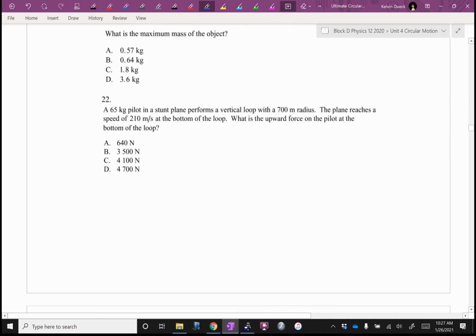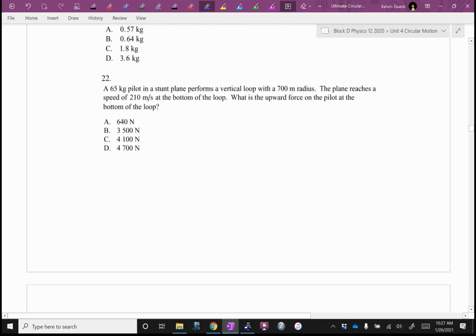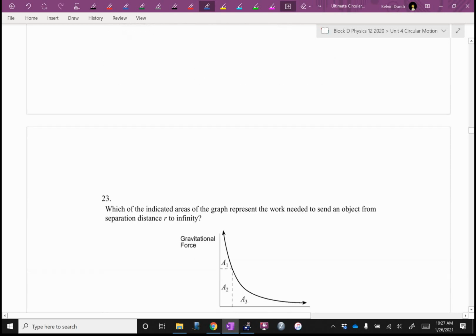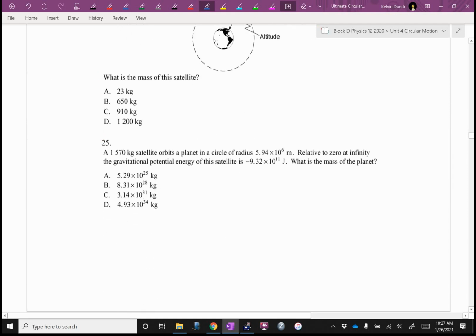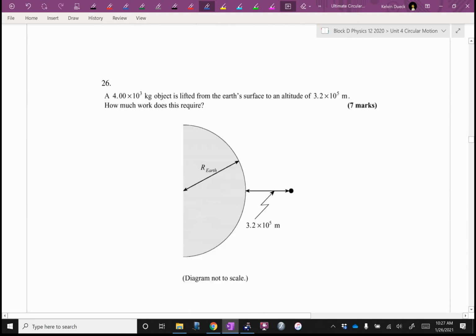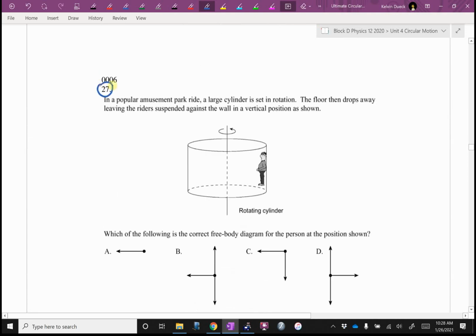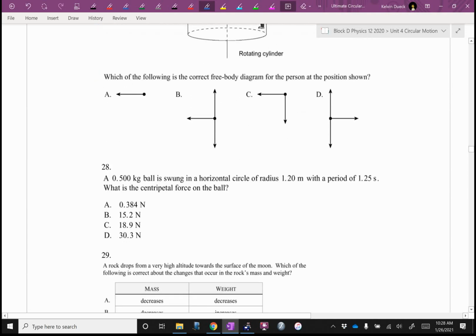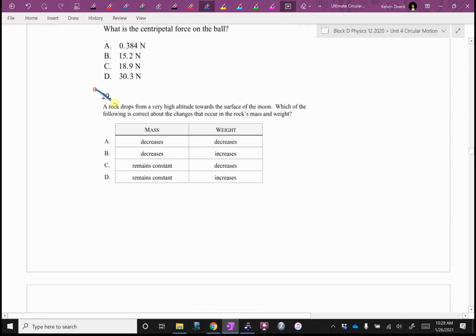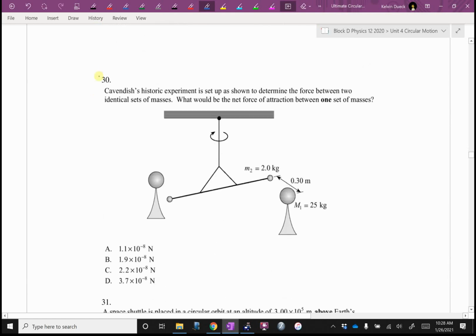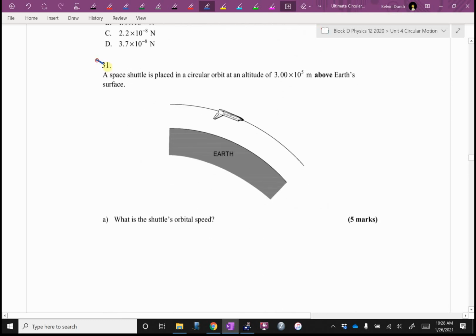21 is good. 22 is good. Skip 23. Skip 24. Skip 25. Skip 26. I like number 27. 27 is a nice question. 28 is good. Skip 29. Skip 30. Skip 31.